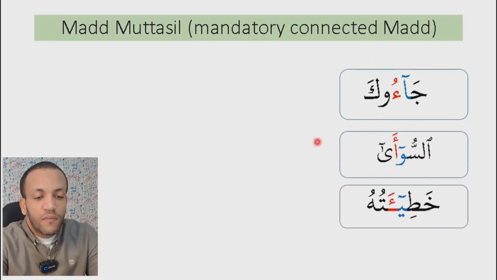Let's take another example for the letter Ya. The letter Ya here in the middle has the sign of the long mad here. And after it we have the letter Hamza with a vowel. So this is Madd Muttasil. Also by reading, you must prolong the sound of the letter Ya 4 harakat, for vowel counts. So you will read this word like خطيئته.